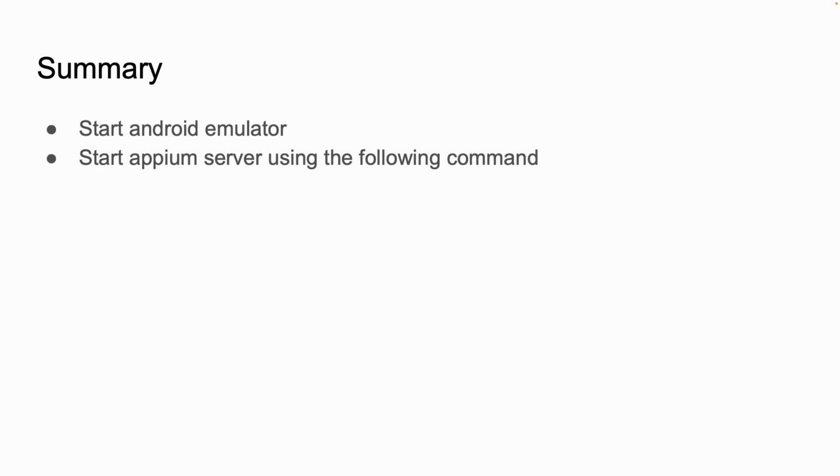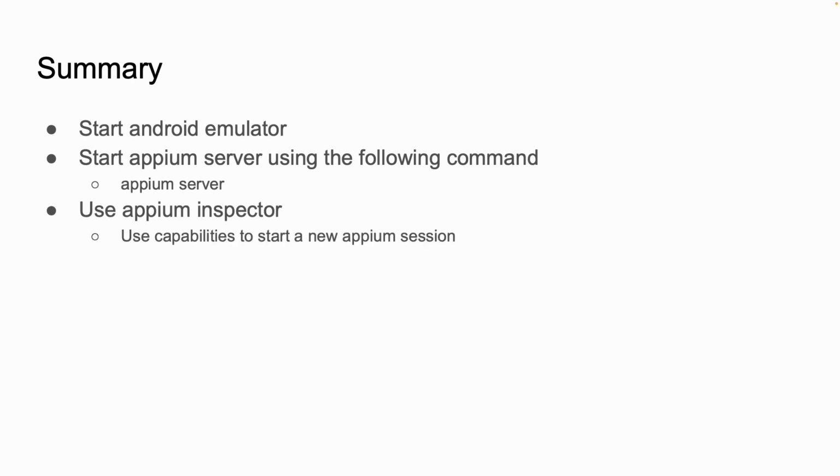Let's do a quick summary of what we have seen today. Number 1, we learned how to start an Android emulator using Android Studio. Number 2, I showed you how to start your Appium server following the appium space server command, and then we interacted with Appium Inspector. So we learned to use capabilities to start a new session, and we learned how to record a new session interaction to identify the different commands or syntax to later use in our code.